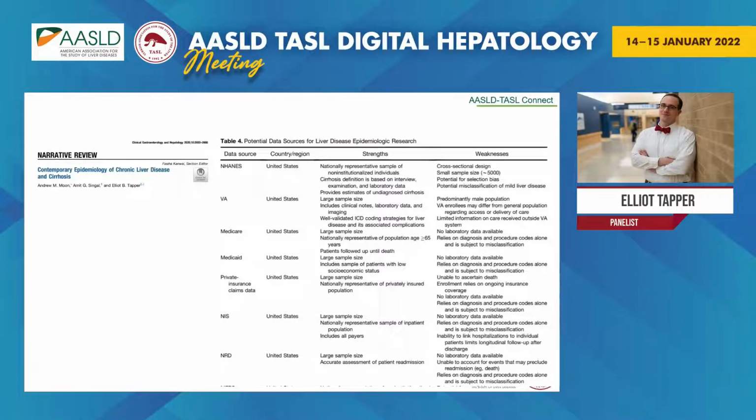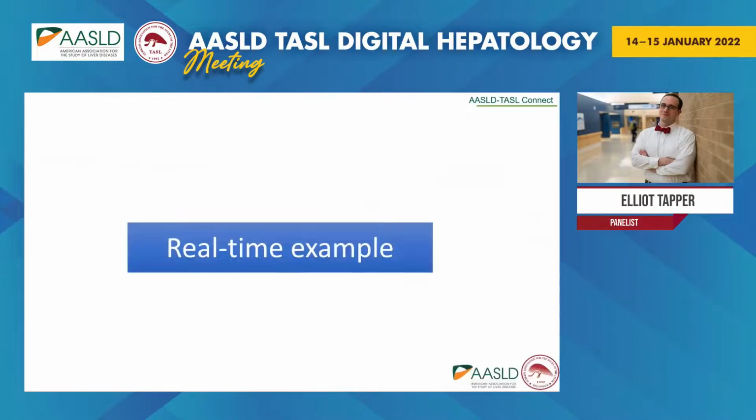Now, I subsequently took that approach and extended it into a review article that you can see here, which is open access at this point. And in this review article, we talk about the strengths and weaknesses of various databases. Now, some of these databases are not available to people without special licensing, like the Veterans Affairs or the Medicaid database. But anybody in any country can get NHANES data for free, or can buy National Inpatient Sample or National Readmissions Database data for a fee. And these are potential sources of future database studies.